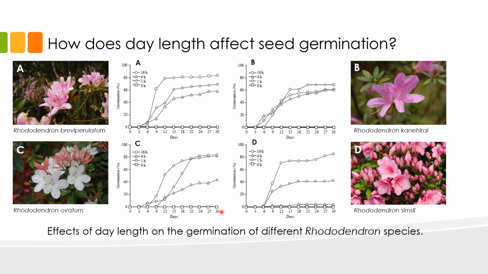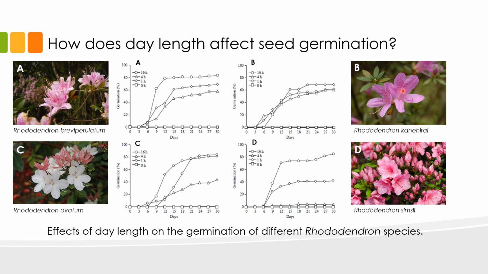remained 0. In contrast, exposure to 16 hours of light induced the highest germination in rhododendron breviperulatum, ovatum, and simsii. That is indicated by the line graph with the circles. So that is this line here, here, and also we have it here. After 30 days, germination in these 3 rhododendron species reached more than 80%.